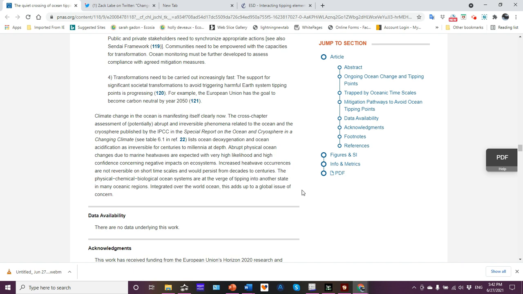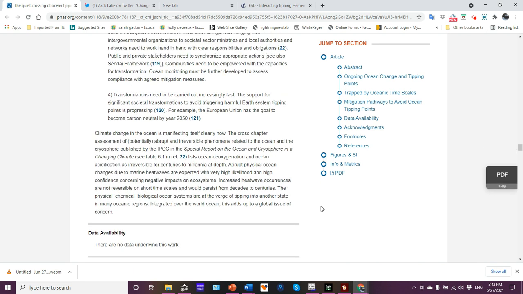Abrupt physical ocean changes due to marine heat waves are expected with very high likelihood and high confidence concerning negative impacts on ecosystems. So what they're basically saying with high likelihood, high confidence is that the probability of these things happening is high. The physical, chemical, biological ocean systems are on the verge of tipping into another state, and many oceanic regions integrated over the world ocean. This adds up to a global issue of concern.